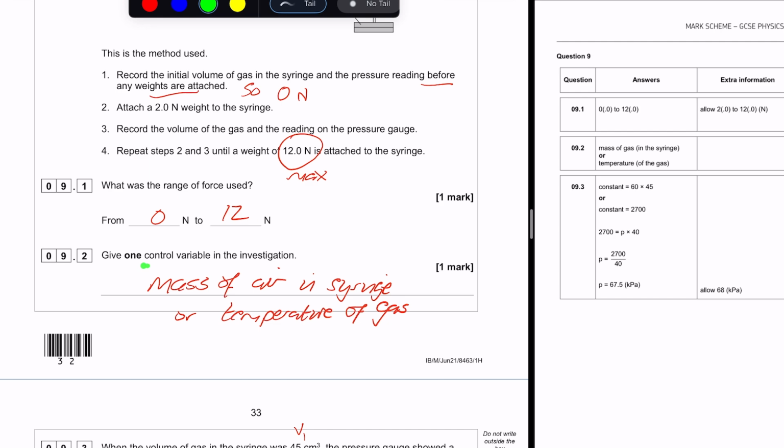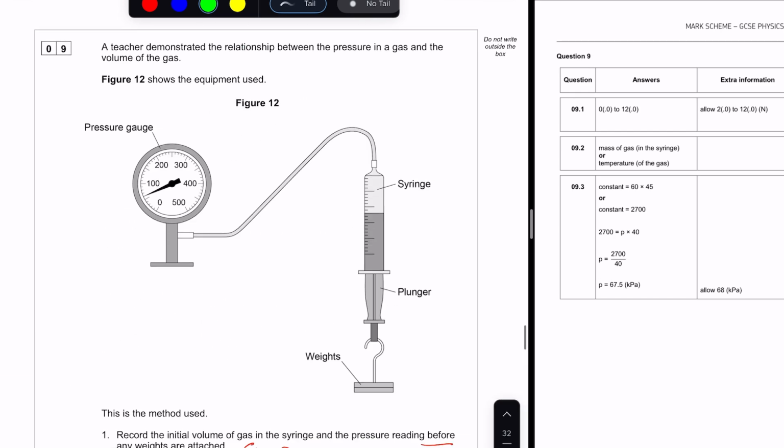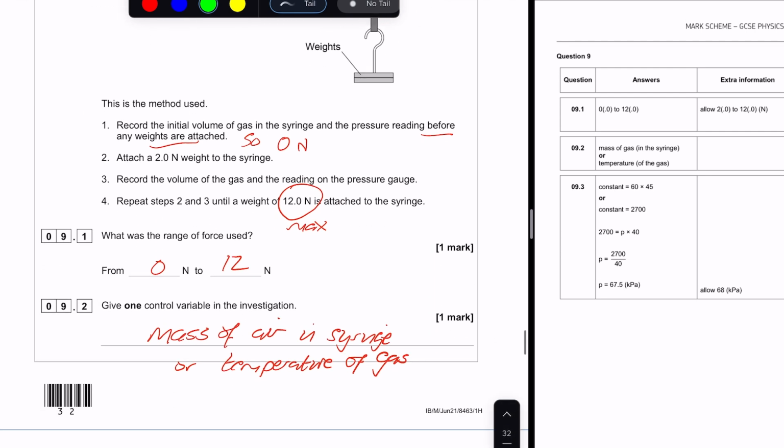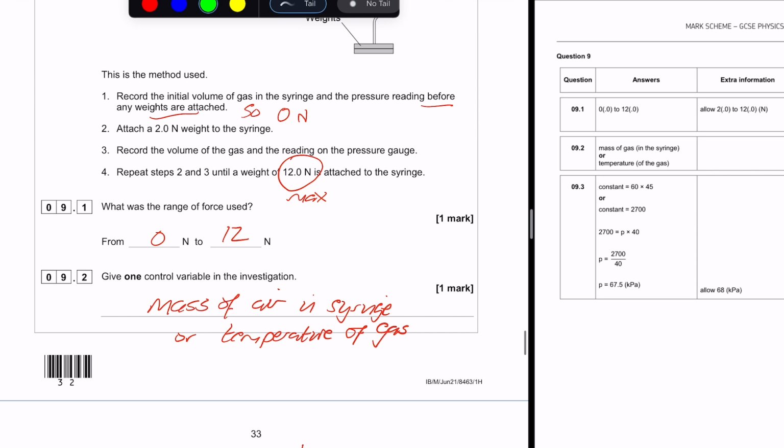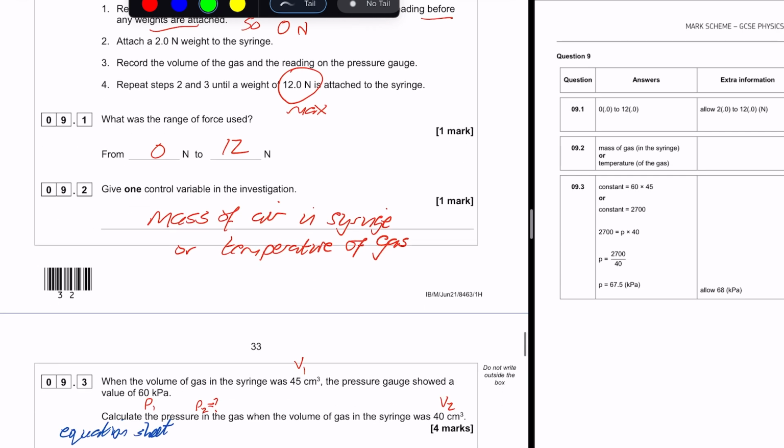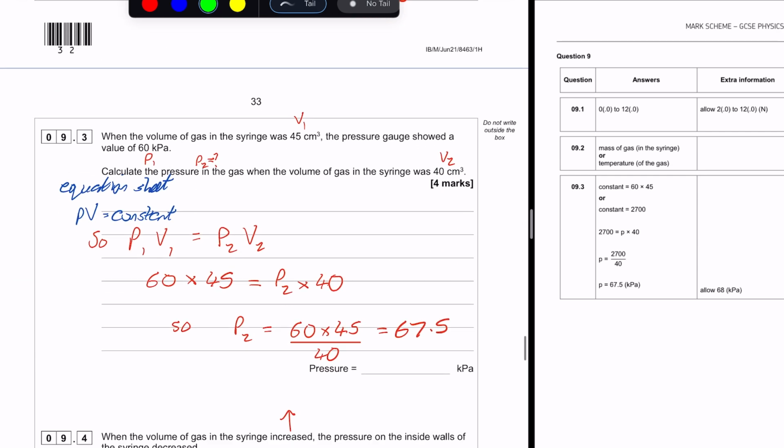And then give one control variable of the investigation. Well, the control variables here are the mass of air inside here. The volume's going to change because we're going to pull this plunger out. The volume's going to increase. But the mass of air in there is going to stay the same. Also, the temperature in there has got to stay the same as well if we're only changing one variable. So the mass of the air in the syringe or the temperature of the gas would be two of our constants.